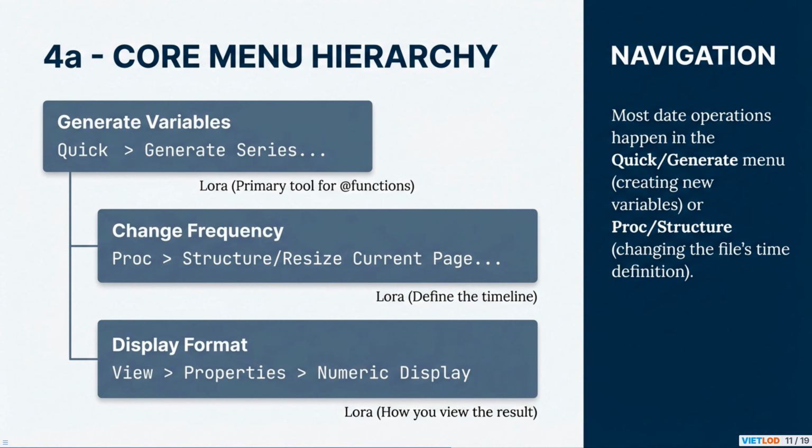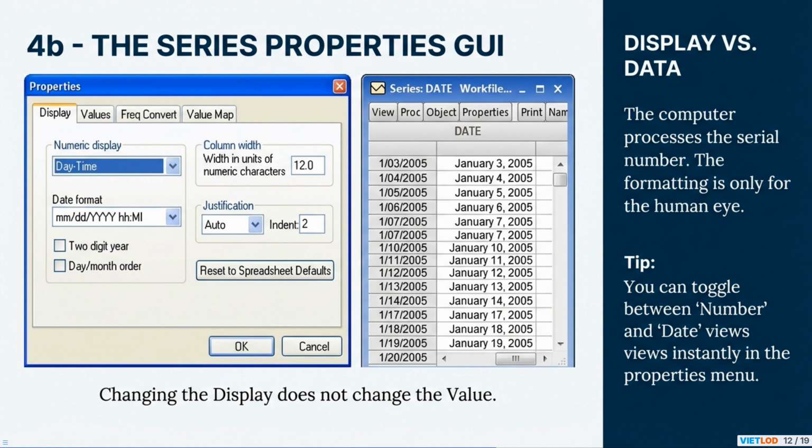This slide outlines the core menu hierarchy in EViews for handling date-related operations. Most of these functions are found in two primary areas: the Quick Generate menu, used for creating new variables, and the Proc Structure menu, which is essential for defining the file's time dimensions. First, to generate variables or use @ functions for date manipulation, you'll navigate to Quick, Generate Series. This is your primary tool for creating new date-based series.